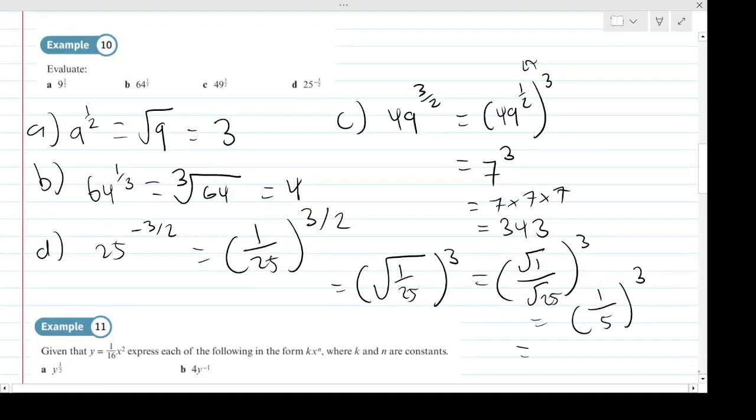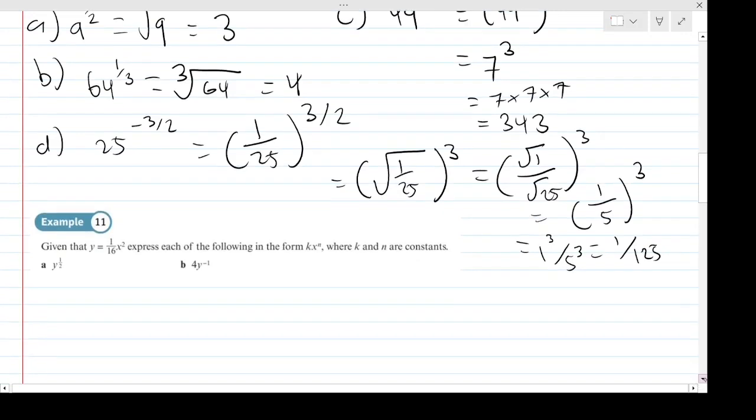And so again, when we cube a fraction, you cube each number individually as well. So 1 cubed over 5 cubed, that's going to be 1, and then 5 cubed is 125. And that will be your answer. Okay, so part D is a really good question that tests and brings everything together in one. And that's the process you want to follow. Okay.